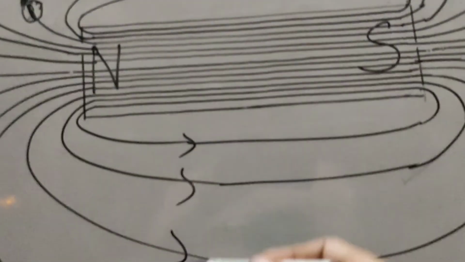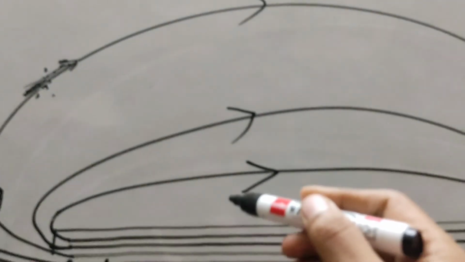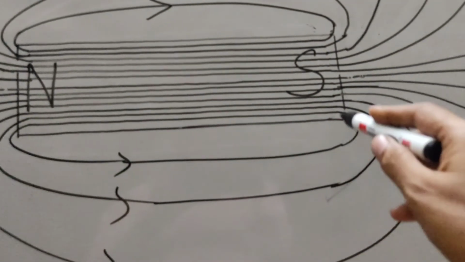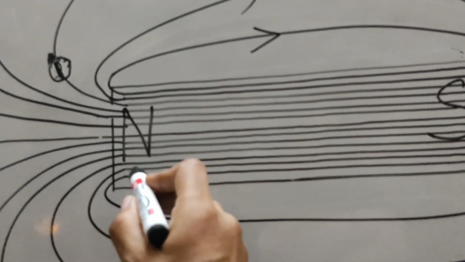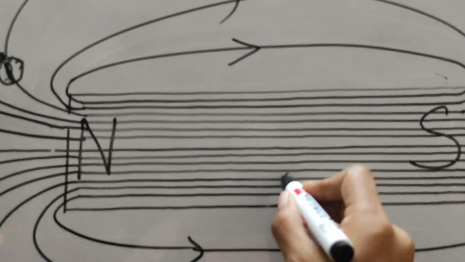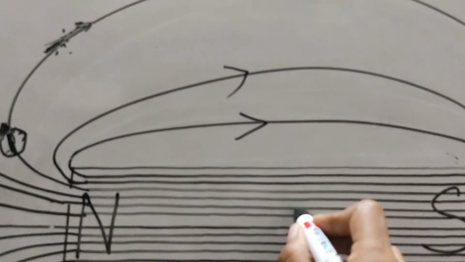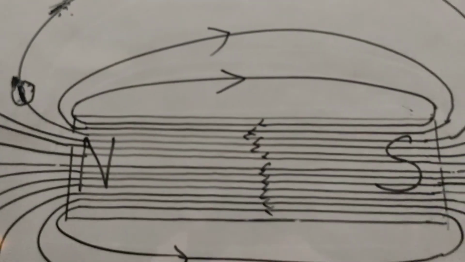So for each line you are supposed to show an arrow, and you can show one arrow outside the line and one arrow inside the line. So here, north to south and south to north. For each line you are supposed to show the direction inside the magnet and outside the magnet.